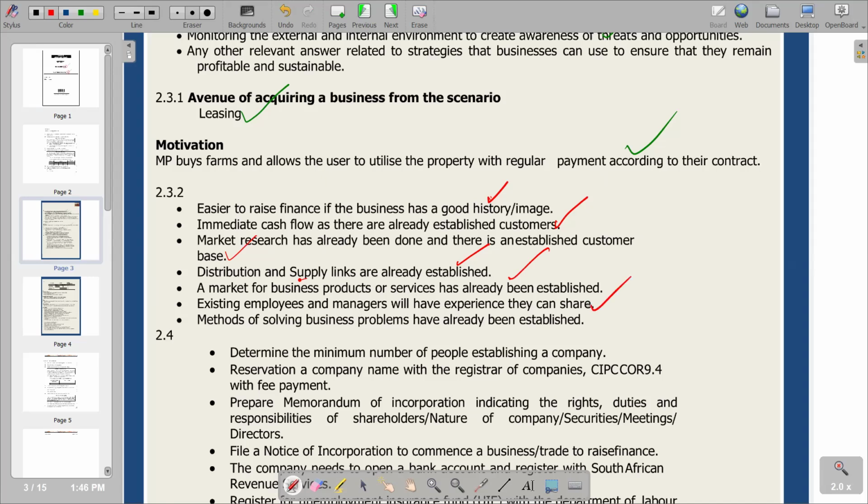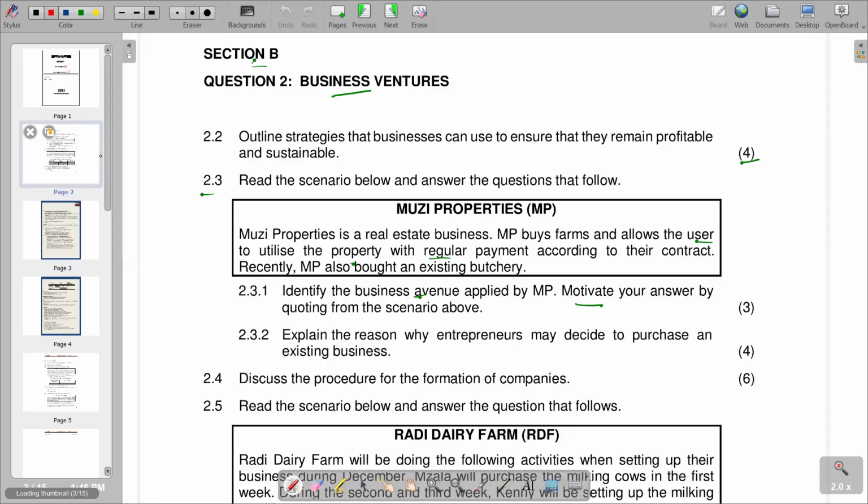Then our next one, methods of solving business problems have already been established. So problems that have been encountered before have already been solved, and methods of dealing with those problems are already there. So it also becomes a benefit. Those are the answers that we have for 2.3.